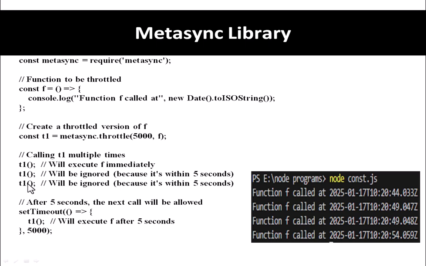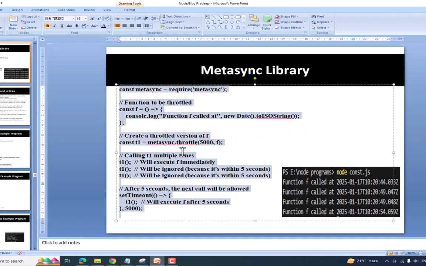Now we are going to set the timeout. We are calling t1, so all the functions we call are t1. Whenever we call t1, t1 is a variable assigned with metasync throttle, which is already predefined in the package we get using require metasync. Here f is a function. What kind of function is it? It is an arrow function which calls the date. If you see this program, it is going to show the date.